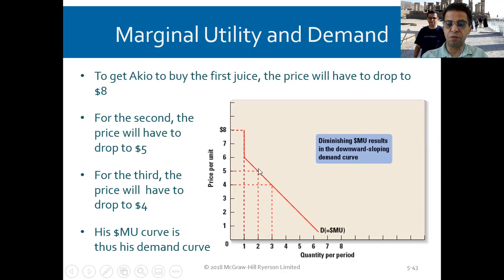As the price becomes $5, then he's willing to consume 2. As the price becomes $4, he's willing to consume 3 units. So diminishing marginal utility results in the downward sloping of the demand curve. Because of the diminishing marginal utility, we see the downward slope of the demand curve.